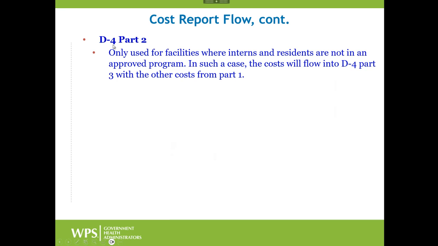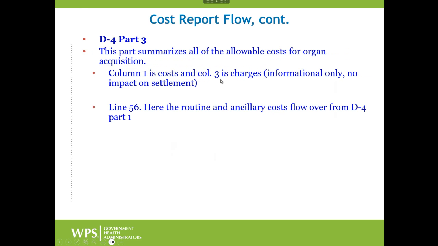Now, D-4 Part 2 is not a commonly used worksheet. That's if you have interns and residents that are not in an approved program. So if you need it, the mechanisms are basically the same, though. But D-4 Part 3 is the important piece. This is where everything gets summarized, and this is where the final reimbursement is determined.